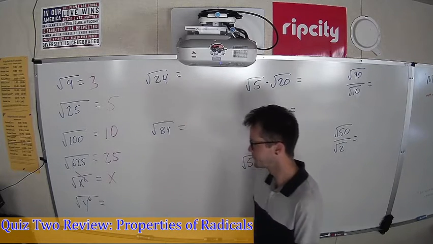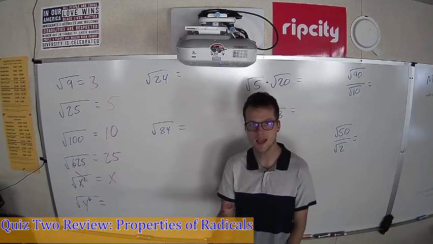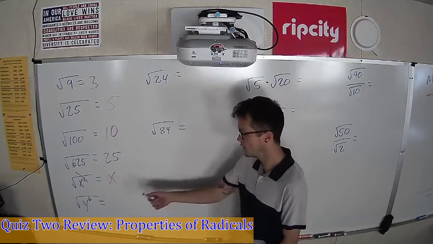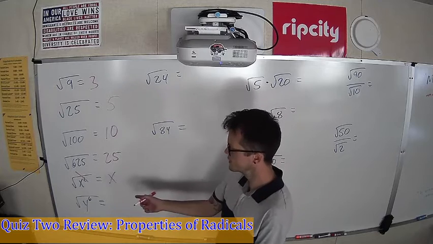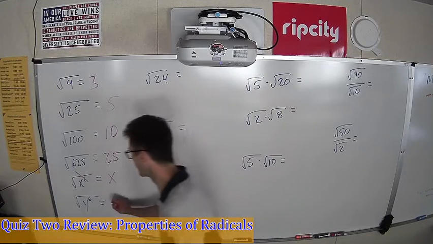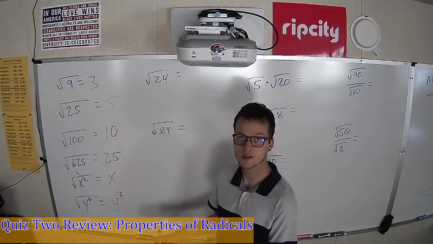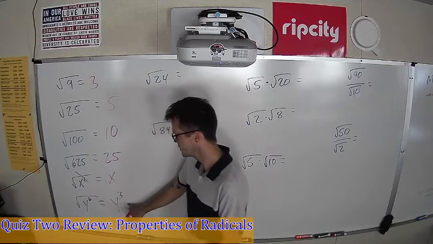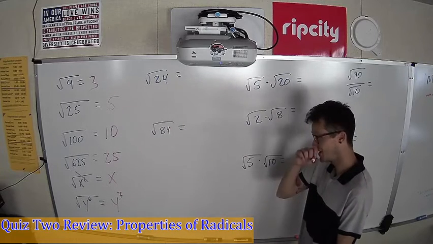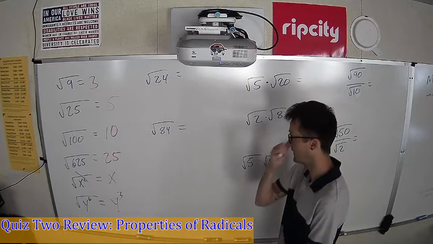Square root of x to the 6th power. So what times itself is x to the 6th power? If you're not sure about that, make sure to check the quiz 1 review video. We went over this. This one is just going to be x to the 3rd power, because x to the 3rd power times x to the 3rd power is x to the 6th power. So when you square root x to the 6th, x to the 3rd is what remains. Again, if that doesn't make sense, check out that last video. I explained stuff like that.